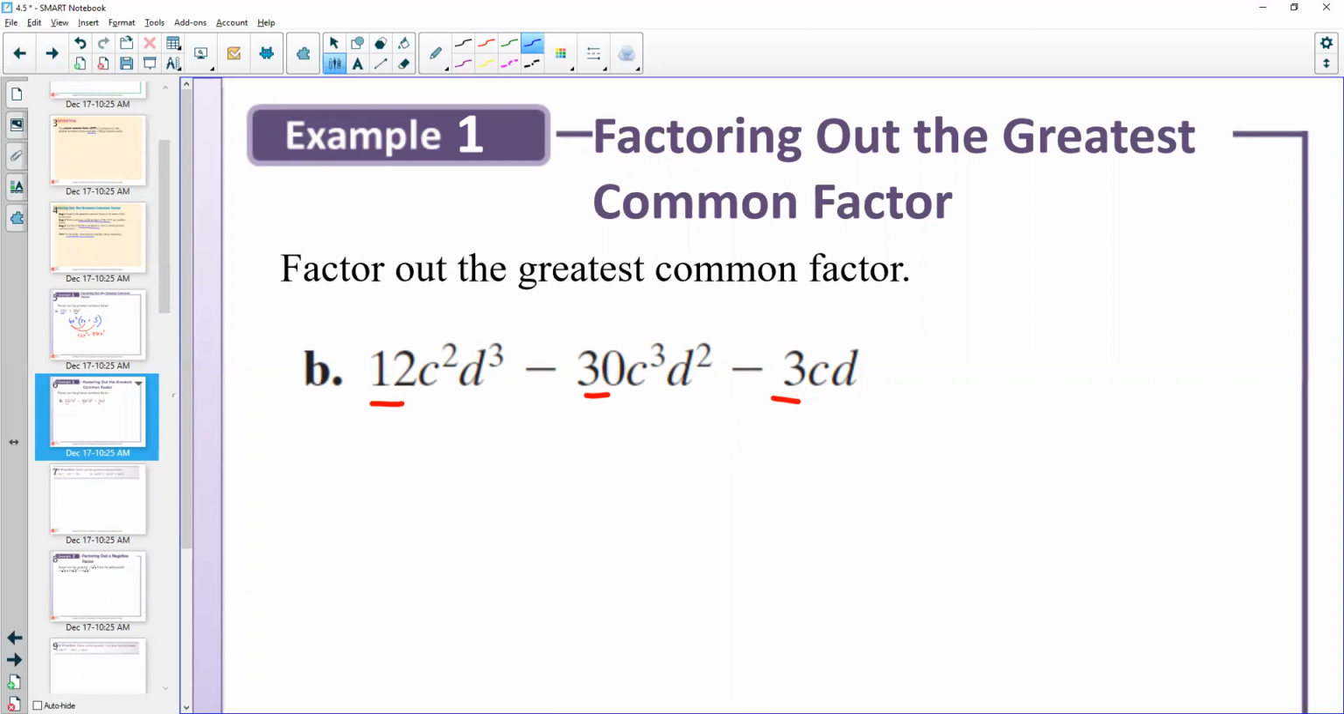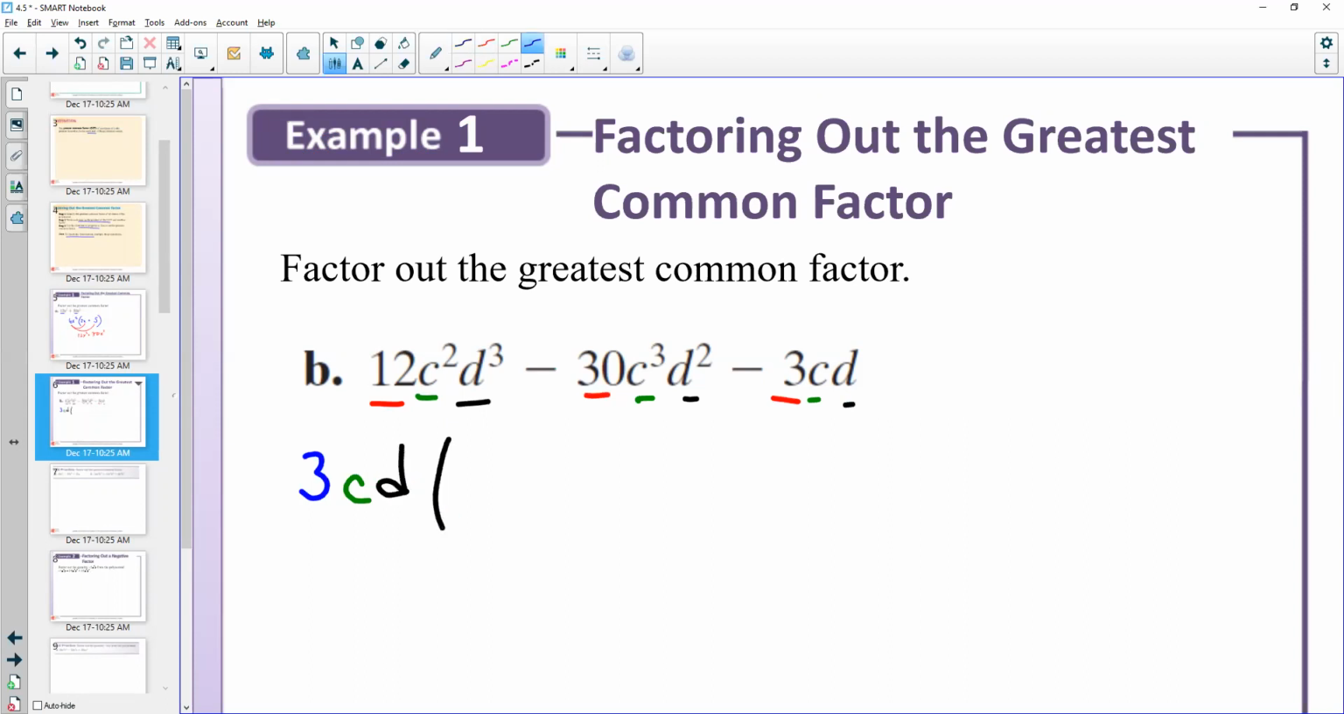So the most I can take out of everybody is a 3. So take out a 3. Now look at the c's. I have a c squared, a c cubed, and just 1 plain old c. So that's the most I'm going to be able to take out. And let's look at the d's. I have a d cubed, a d squared, and a regular d. So the most I'm going to be able to take out of there is a d.